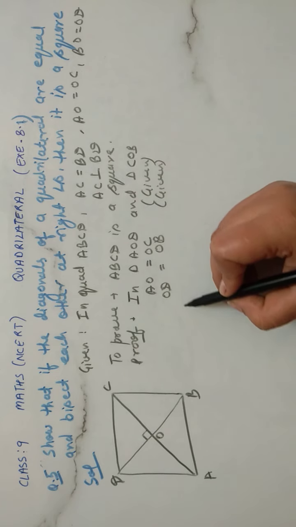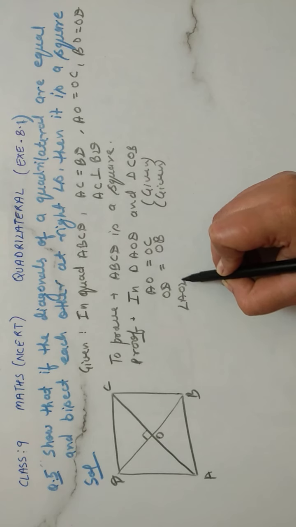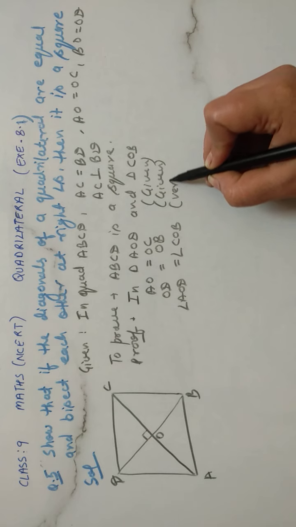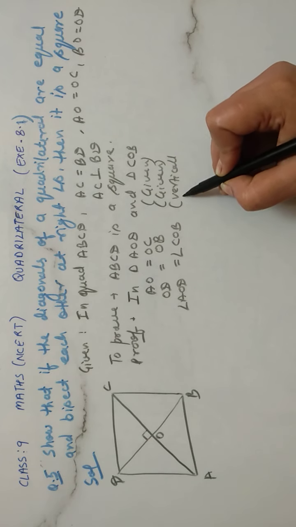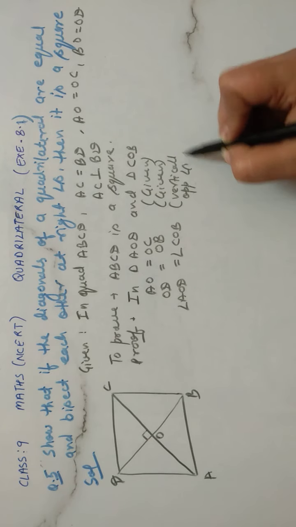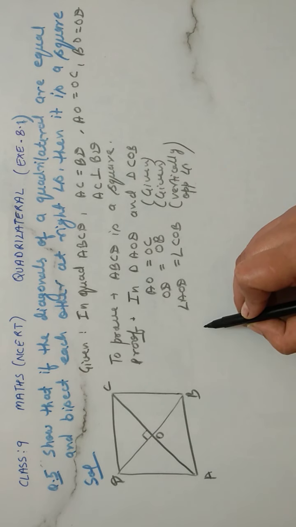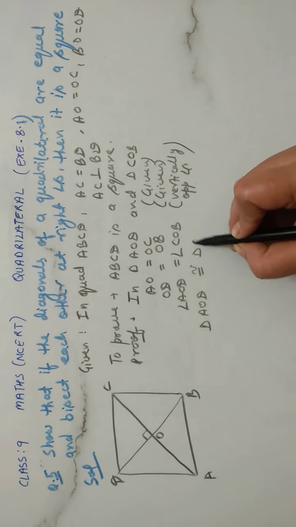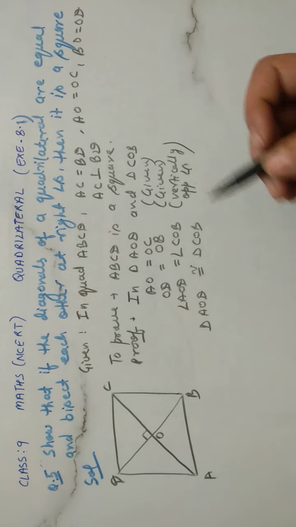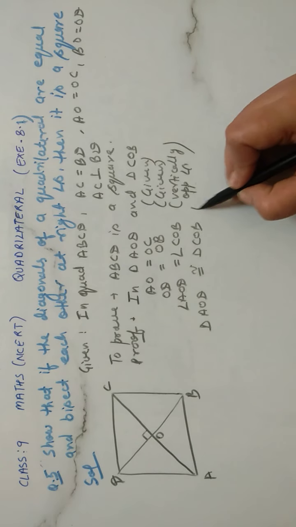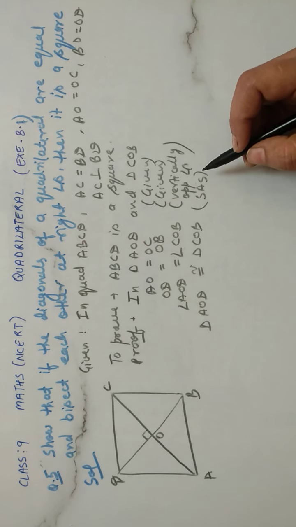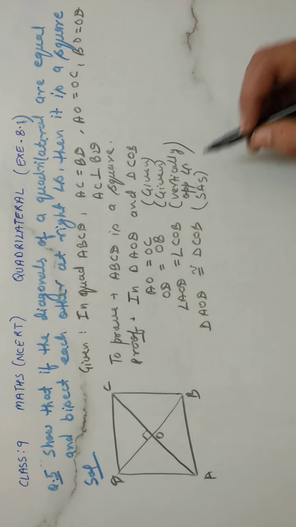And the third thing we know, angle AOD is equal to angle COB, vertically opposite angles. So triangle AOD is congruent to triangle COB. What criterion are we using here? SAS. So once the triangles are congruent, the remaining parts are equal.